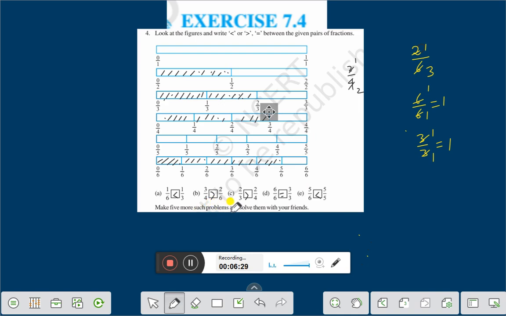Make 5 more such problems and solve them with your friends. So you can find any more problems and solve them by yourself, right? This is the solution of exercise 7.4.